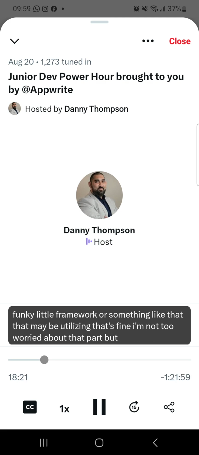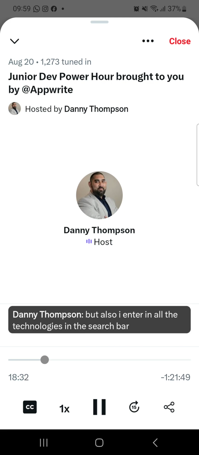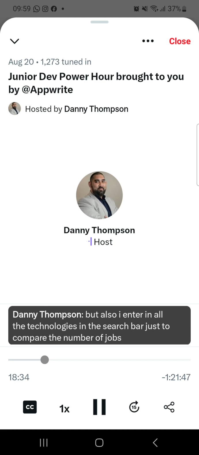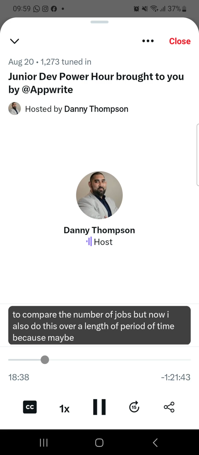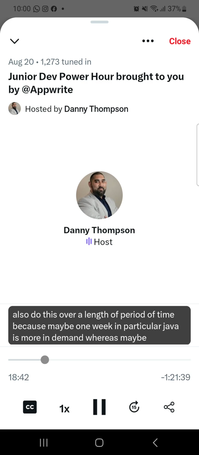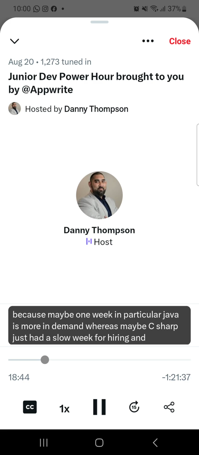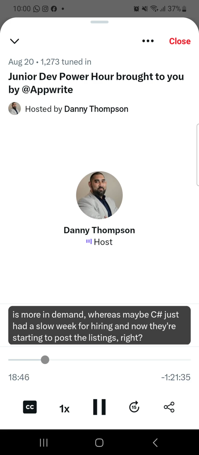But I am at least looking at: is Python the most in-demand thing here? Is JavaScript the most in-demand thing here? Is Java being overwhelmingly asked for? Things like that, right? I also enter all the technologies in the search bar just to compare the number of jobs. But I also do this over a period of time, because maybe one week in particular, Java's more in demand, whereas maybe C# just had a slow week for hiring, and now they're starting to post the listings, right?